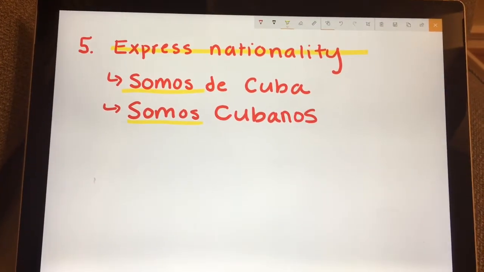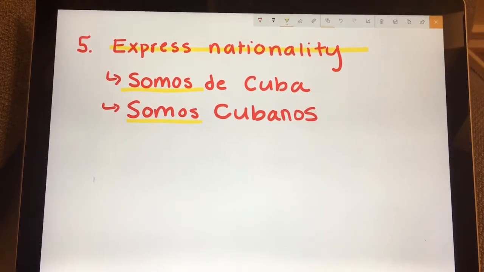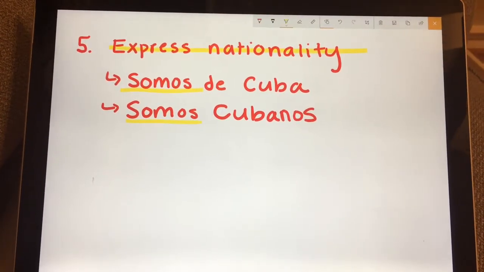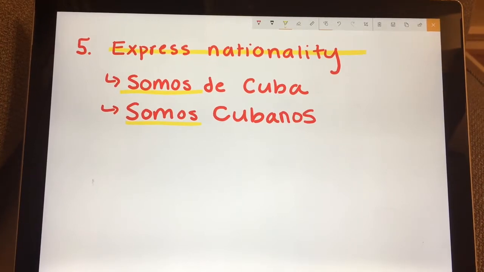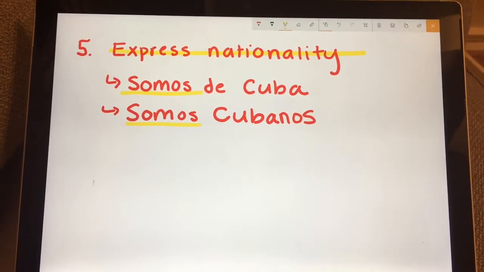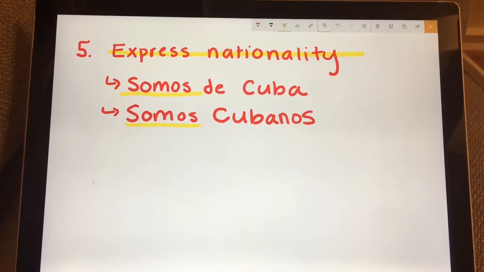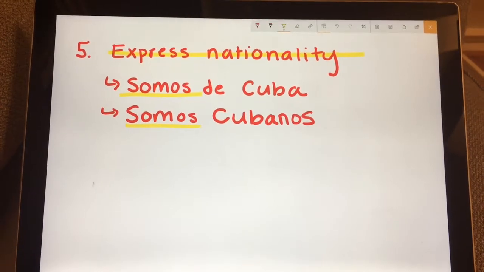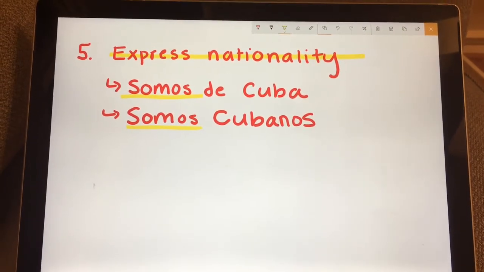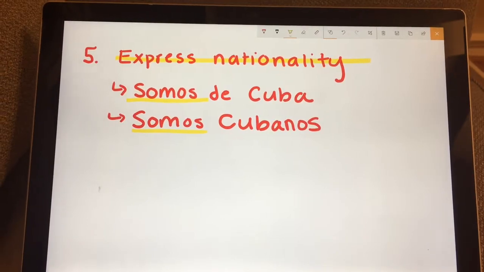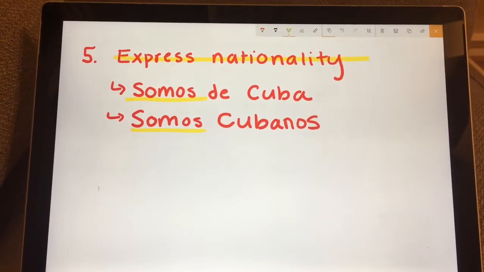So the last use of ser that I'm going to discuss in this video is to express nationality, or to tell where someone is from. So in the first example, we're saying somos de Cuba. We are from Cuba. So that expresses where we are from or where we were born. And the second example is somos cubanos. We are Cubans. So our nationality, we identify as being Cuban.